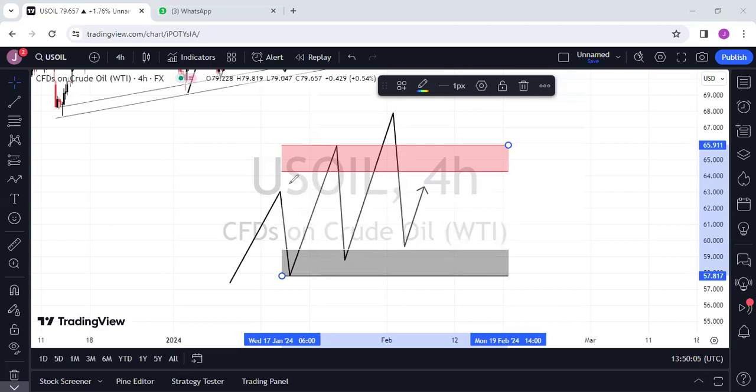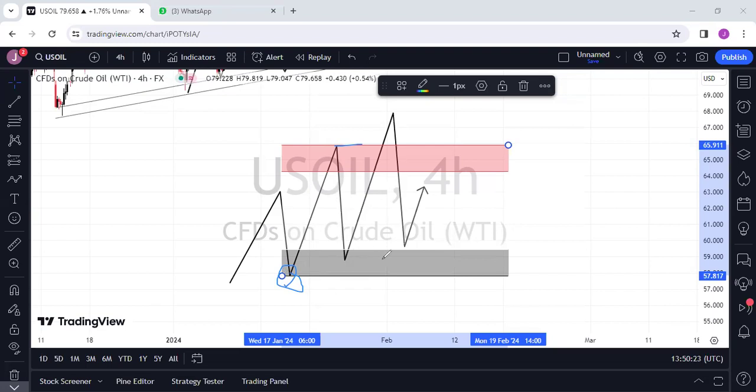Now, this is what we call an operating range, as we all know. So this is the high of the operating range. If it is taken out, we will have a break of structure. And this is the low that if it is taken out, we will have a change of character. Those are the 2 points that we are supposed to pay attention to.